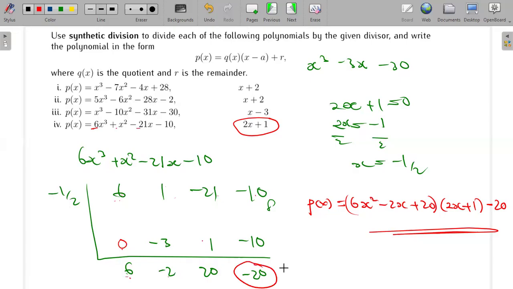The last number you get there is always your remainder, which is R. Now they want us to write our answer in that form. So P(x) is equal to Q(x) times the divisor plus R. We've already established from the previous question that Q(x) is the quotient, which is just the answer you found.